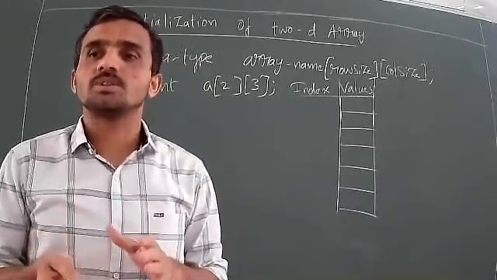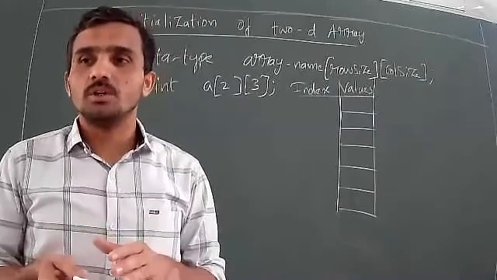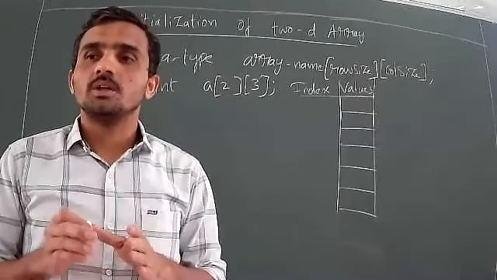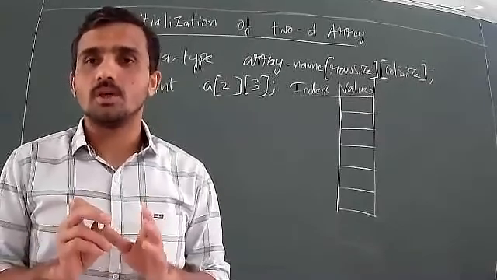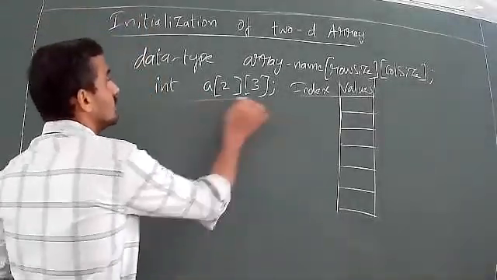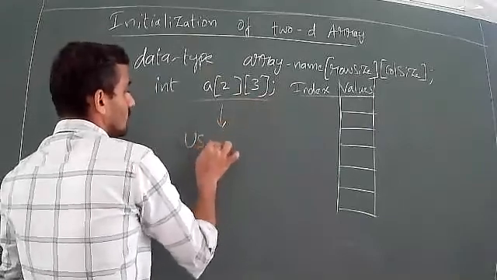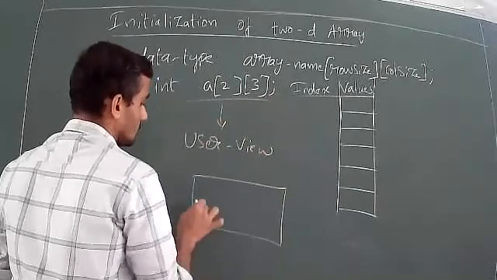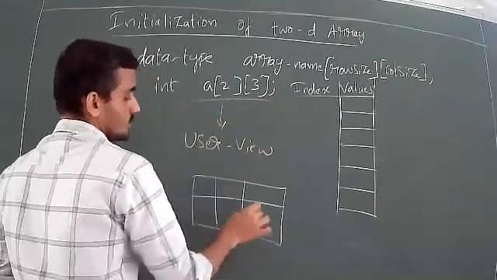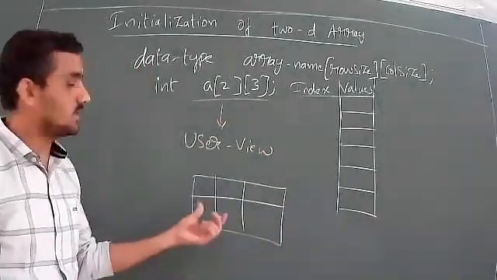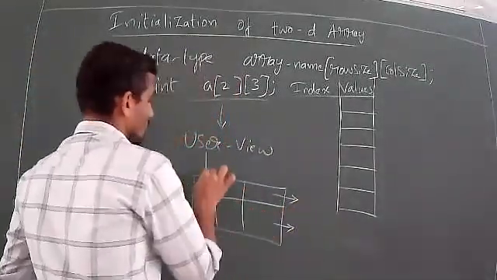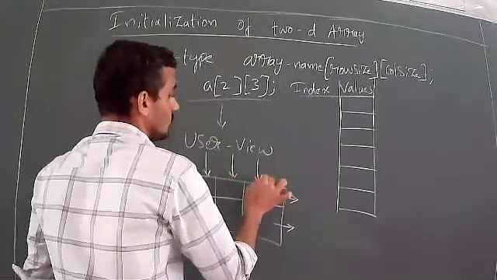So in memory representation, that is, from the computer point of view, of course it is rows and columns, but in computer memory, how it will be stored, I will tell you. Okay. So if I write the memory representation in the user point of view, user view, so 2 rows, 3 columns. In this way we can say, this is the first row, this is the second row, first column, second column, third column.